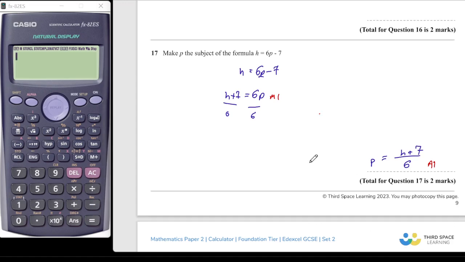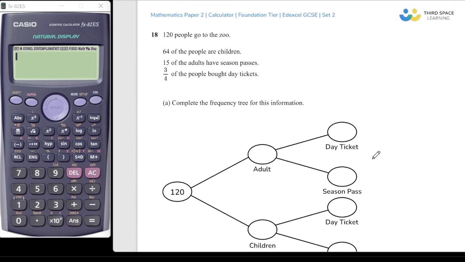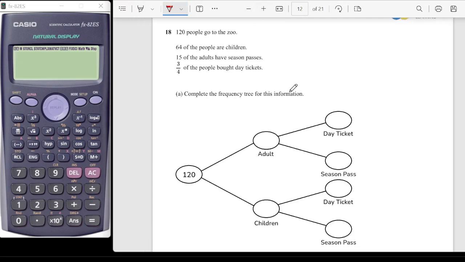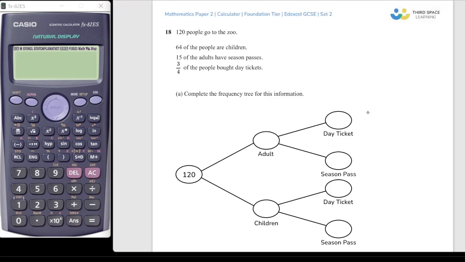Right, question 18. So 120 people go to the zoo, 65 of the people are children, 15 of the adults have season passes, 3/4 of the children bought day tickets. Complete the frequency table for this information. Right, let's just make it. Okay, so we've got 120 people already added, 64 of the people are children, so we've got 64 there.